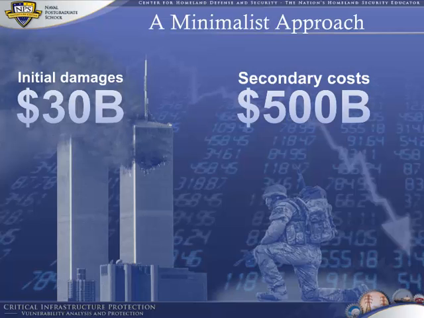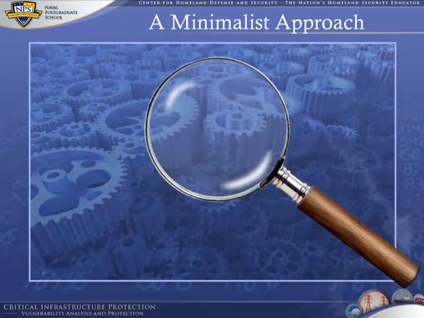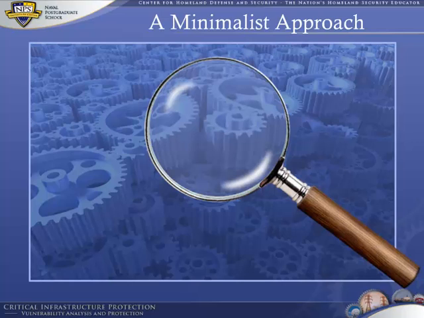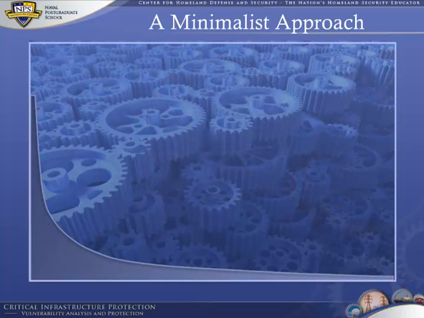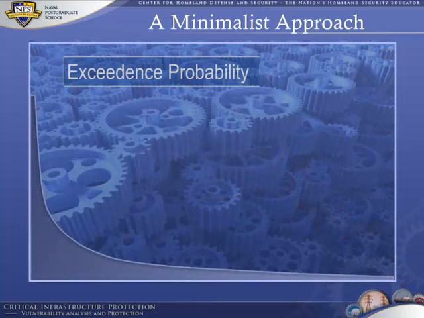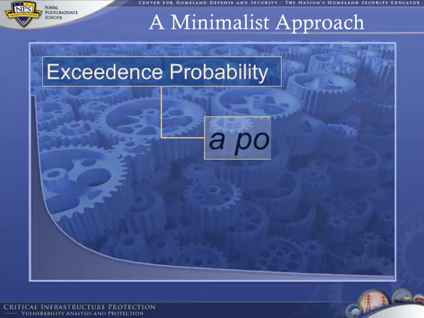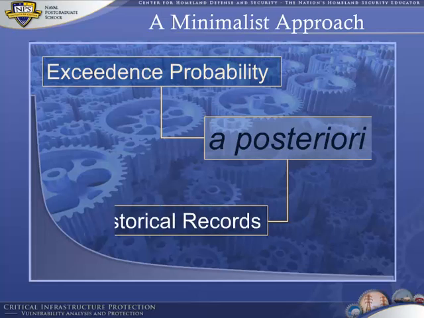The next most elaborate risk-informed decision-making process involves an analysis of a system of assets or components instead of single assets. In this case, we need more powerful methods, and exceedance probability is the simplest. Exceedance probability curves are obtained from a posteriori probability estimates, which are obtained from historical records.